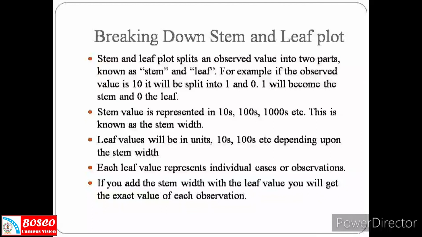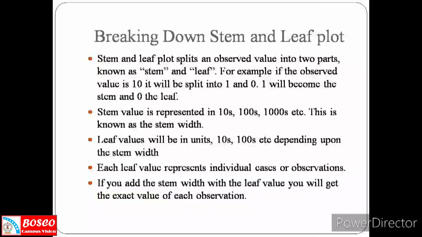The stem and leaf plot splits an observed value into two parts known as stem and leaf. For example, if the observed value is 10, it will split into 1 and 0. 1 will become the stem and 0 will be the leaf. Stem values are represented in tens, hundreds, thousands, etc., and this is known as the stem width. Leaf values will be in units, tens, hundreds, etc., depending upon the stem width.